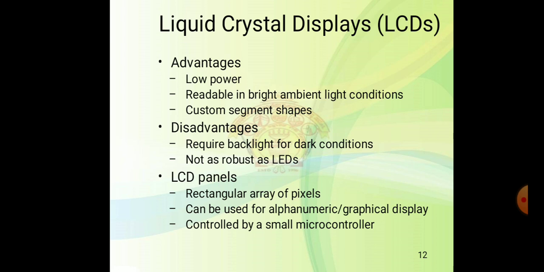The disadvantage is that it requires a backlight for dark conditions and is not as robust as LED. The reliability of LEDs is more compared to the reliability of LCDs. LCDs are used in an LCD panel. An LCD panel may be a rectangular array of pixels and it can be used for alphabetic or graphical display, and it will be controlled by a small microcontroller. This is the advantage of LCD.